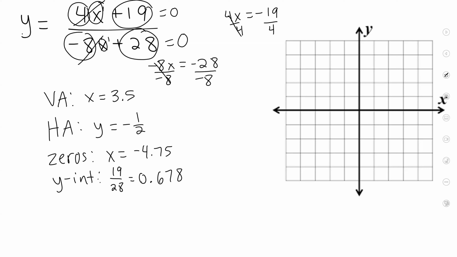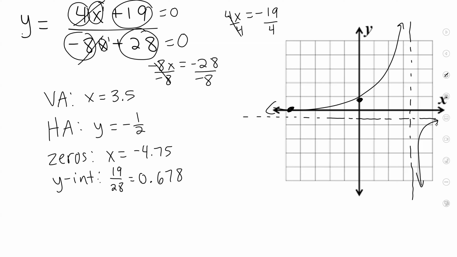All right, so what you're going to do is just estimate. I'm going to have a vertical asymptote at 3.5, that's right here. I have a horizontal asymptote at negative 0.5, negative 1/2. I have a 0 at negative 4.75, right around here. And I have a y-intercept at 0.678, so that's around right here. Okay, so I assume my graph will look something like this. You can do an interval table to make sure.